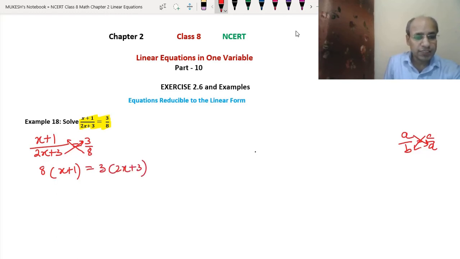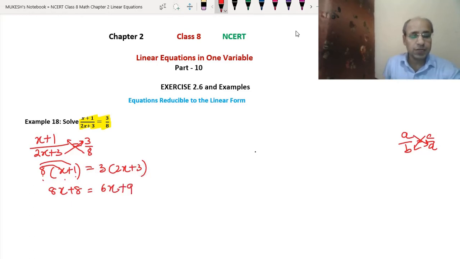Now this is like the distributive property that we have learned. So 8 into x is 8x, and 8 into 1 is 8, so 8x + 8 equals 3 into 2x, which is 6x, and 3 into 3 is 9, so 6x + 9. Now it has been converted into linear form. Previously it was in fractional form, now it has been converted into straight linear form.